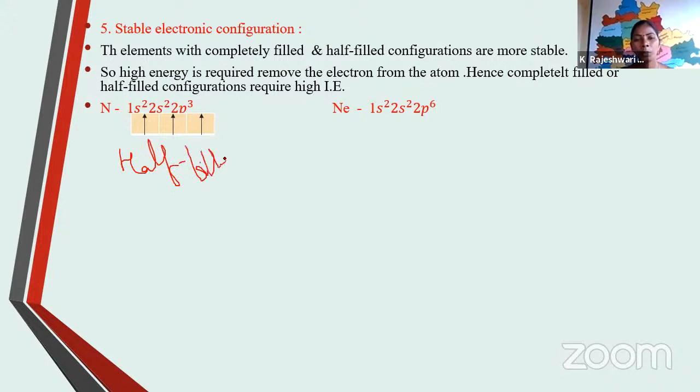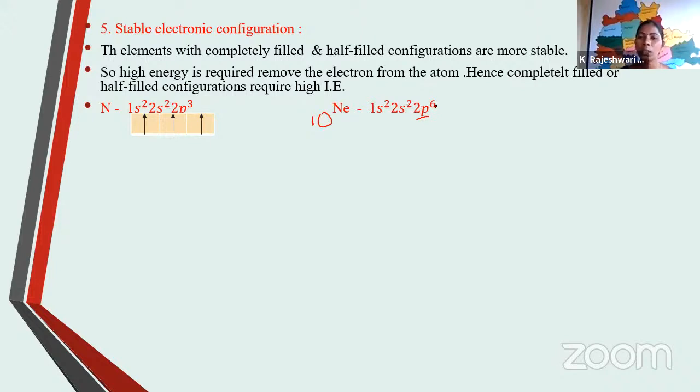So totally P can fill up 6 electrons if you pair up here. But here we are filling half filled. Only 3 electrons are filled up, that's why half filled. And if you consider neon, the atomic number is 10. That's why neon is 1s2, 2s2, 2p6. Totally 10 electrons. 2 plus 2, 4.